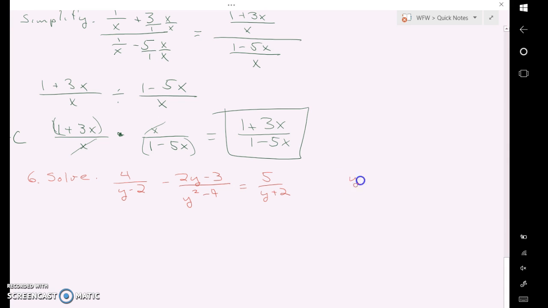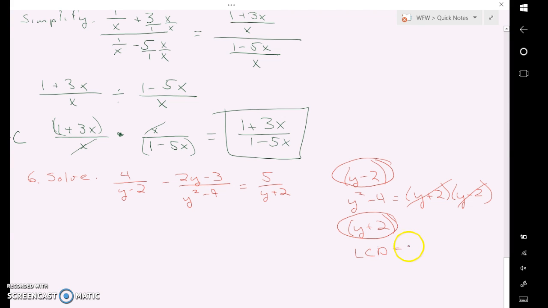So we have y minus 2, and y squared minus 4, which is y plus 2 and y minus 2, since it's a difference of squares, and y plus 2. Okay, so let's put parentheses around our binomials, circle every unique occurrence, and cross out any duplicates. And that's all we have, is y minus 2 and y plus 2. So our least common denominator is going to be y minus 2 and y plus 2. Okay, so ultimately that's going to be our denominator.